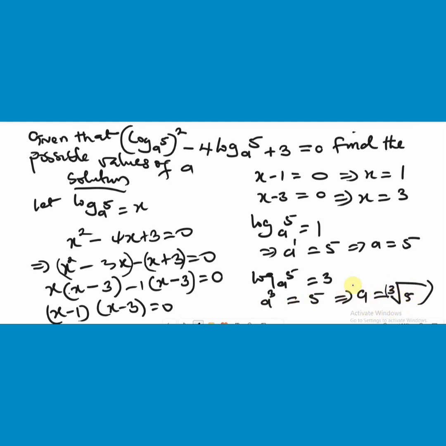In this case, the values of a are 5 and the cube root of 5. These are the possible values of a in this equation.